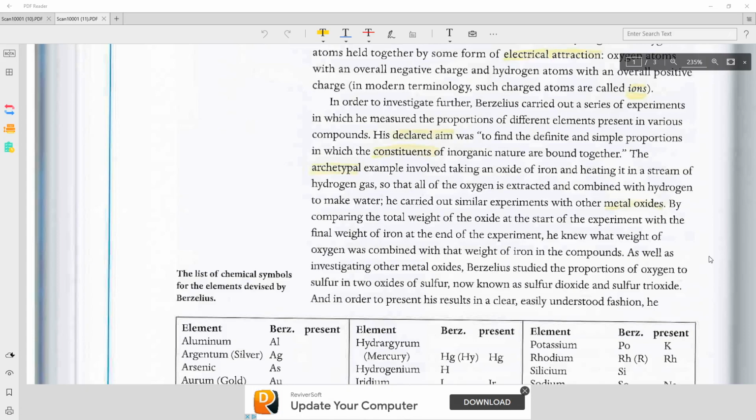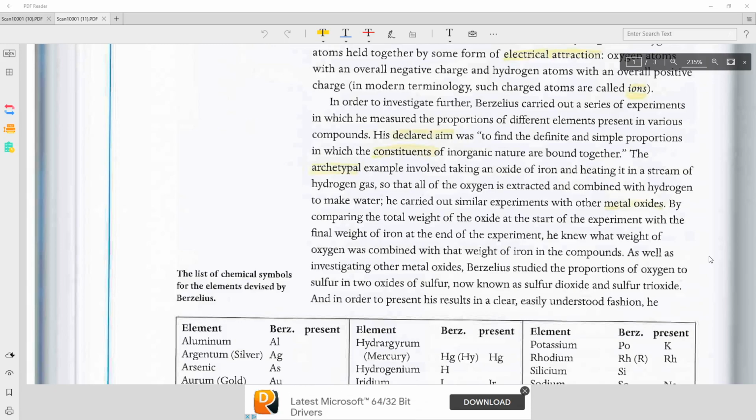The archetypal example involved taking some oxide of iron and heating it in a stream of hydrogen gas, so that all of the oxygen is extracted and combined with hydrogen to make water. He carried out similar experiments with other metal oxides. By comparing the total weight of the oxide at the start of the experiment with the final weight of iron at the end of the experiment, he knew what weight of oxygen was combined with that weight of iron in the compounds, as well as investigating other metal oxides.